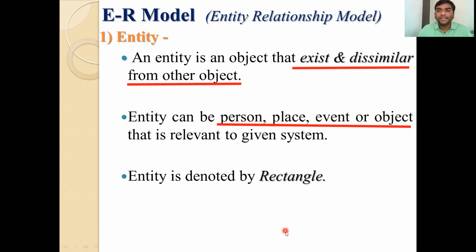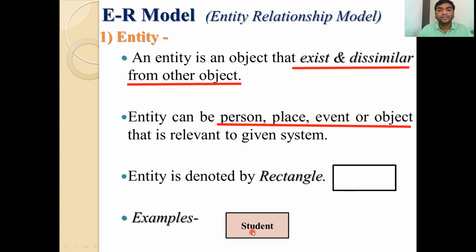An entity is denoted by a rectangle in an ER diagram. Entity is denoted by the rectangle. So this is the symbol for representing the entity. Example, consider one entity, student. Student is one entity. Again, bank is one entity. Okay, so you can take any example for the entity, but it exists, and it is dissimilar from the other objects. Such an object is called an entity.